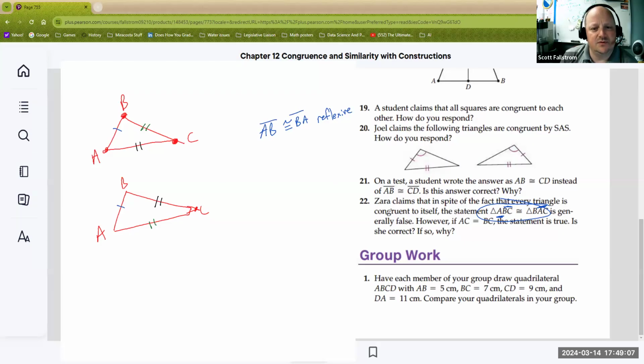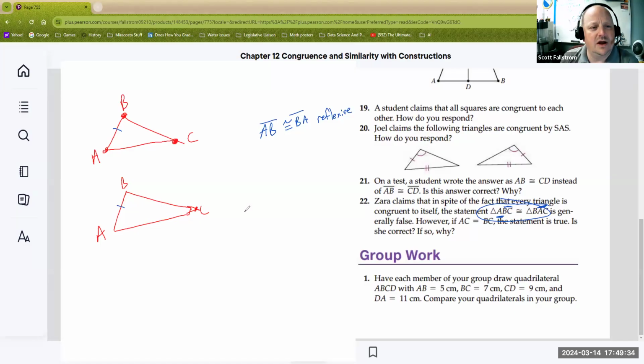Well, let's move to the side. Notice what the student is saying. Zada is saying AC is equal to BC. If AC is equal to BC, the statement is true. So let's check. First off, do we agree with her statement that this is generally false? Look at what you built. Just build a triangle, make sure it's not isosceles. Hopefully you can convince yourself, yeah, she's on the right track there.